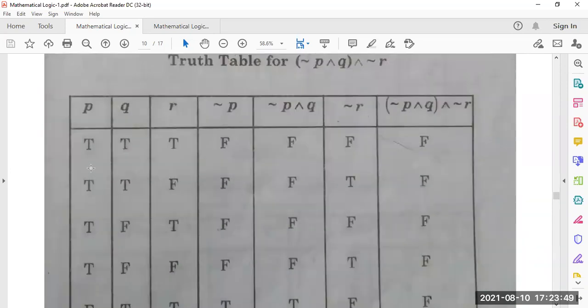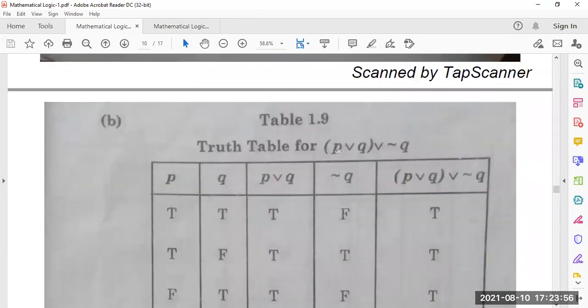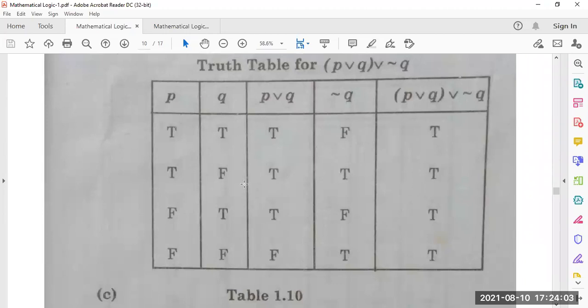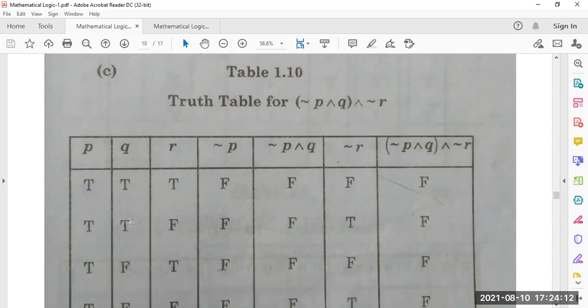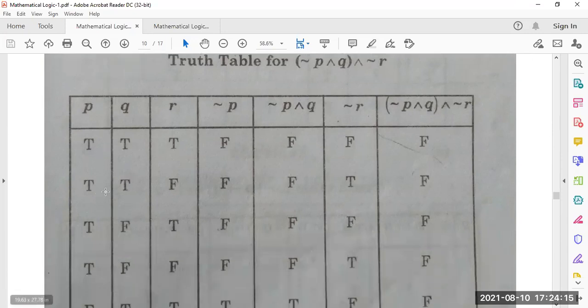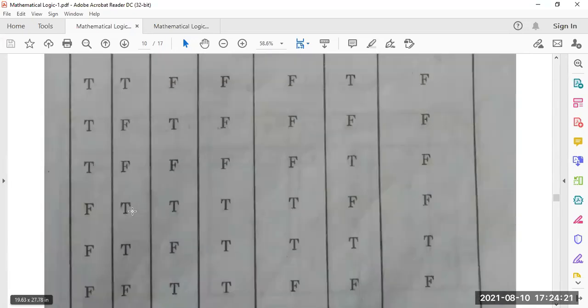They have taken 8 rows because here PQR is 3 variables, so 2 to the power 3 means 8. But previously it was only P and Q, that is why we took 2 to the power 2, that is 4 rows. So here 3 variables are coming, so 2 to the power 3 will be taken, 8 rows. For P you can take it arbitrarily: 4 true, then 4 false.